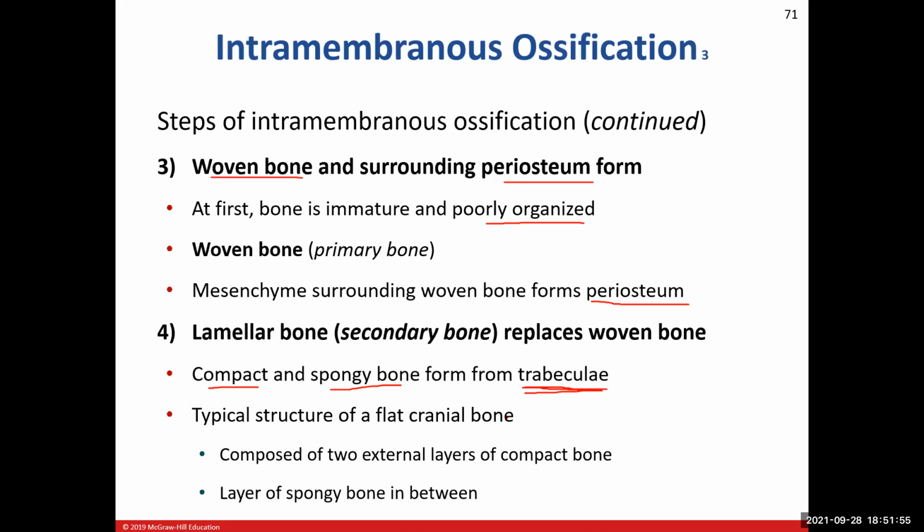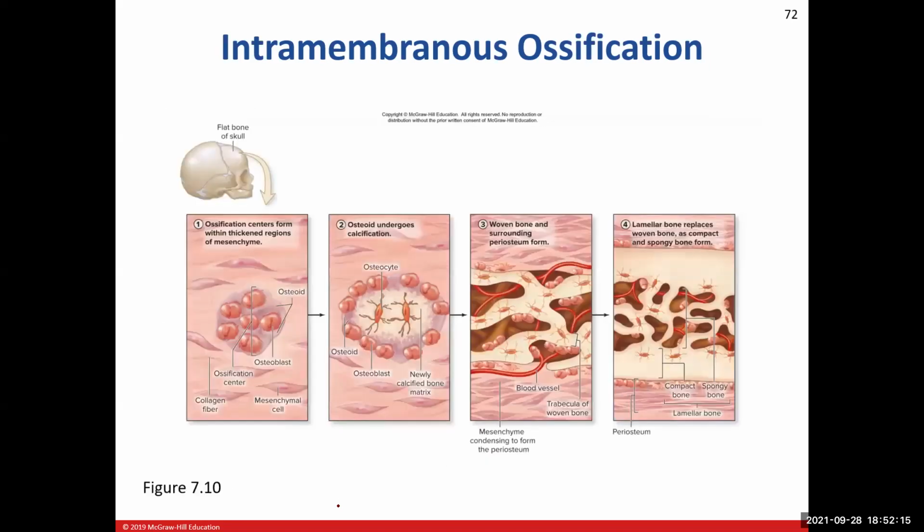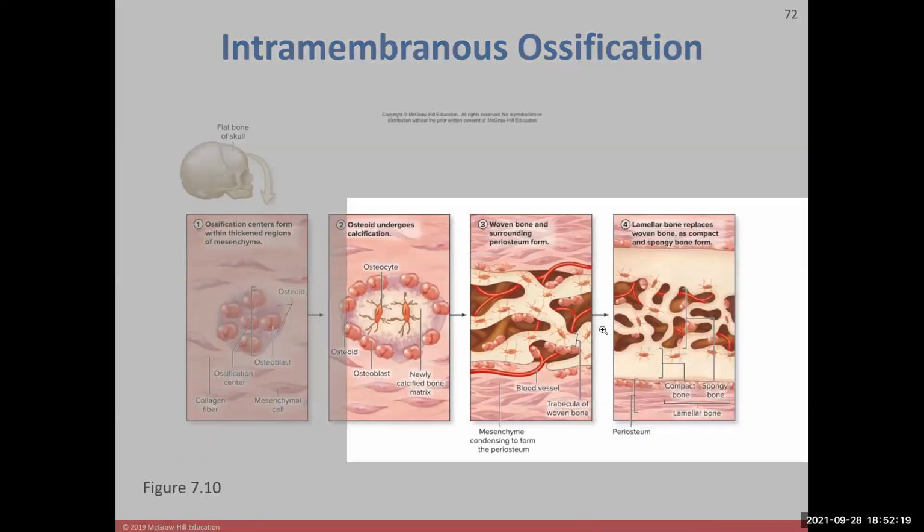So this is pretty much what we'll see when we're talking about our cranial bones, our facial bones, a lot of these flat bones here. Remember that peanut butter sandwich I was telling you about? You're going to have the external layers of compact bone with a nice spongy bone filling in between the compact bone layers. And that's what we see over here in step 4.